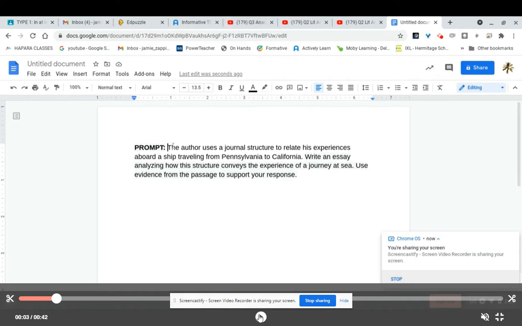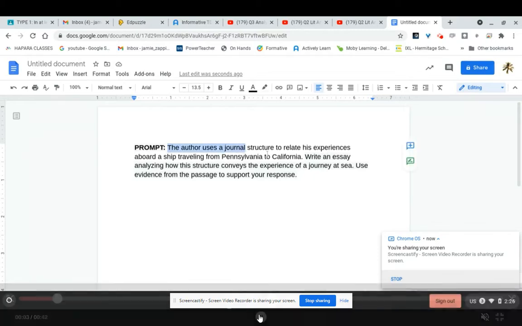That prompt read, the author uses the journal structure to relate his experiences aboard a ship traveling from Pennsylvania to California. Write an essay analyzing how this structure conveys the experience of a journey at sea. Use evidence from the passage to support your response. Remember, our 3 ways that we effectively address all parts of the task is to find those 2 boldface skills. We find them by highlighting the description of the task, underlining the need for evidence, and then searching for the boldface skills. And here it is.